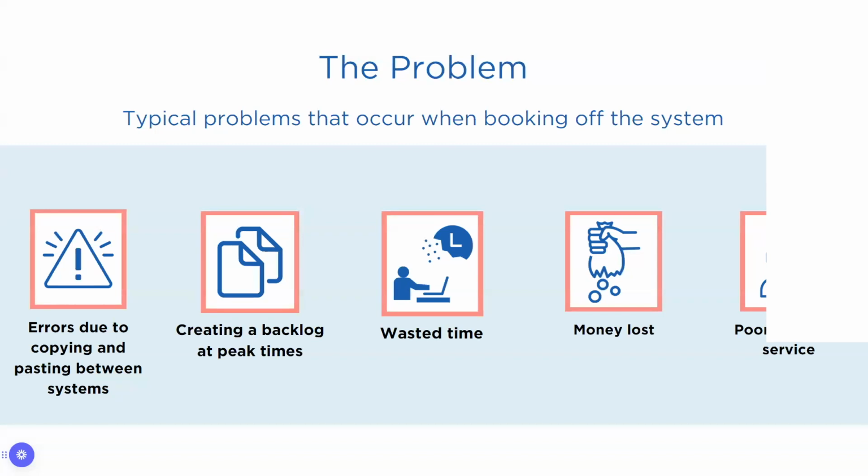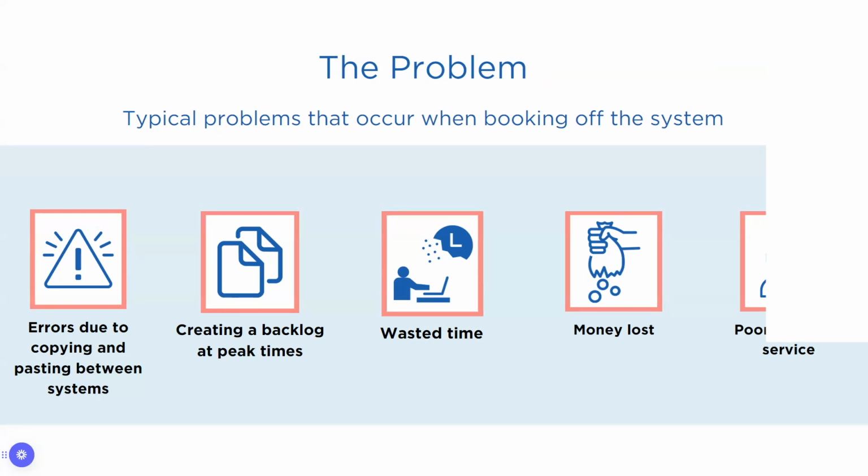The problems that usually occur when booking off system is that we have found, after doing consultancy recently, that roughly 50% of errors are caused by copying and pasting between systems. This could be because of spelling mistakes or typos. It could be a case of your reservation system needing certain gaps filled out that aren't showing on the off system. This tends to create a backlog during peak times. A lot of time is wasted.